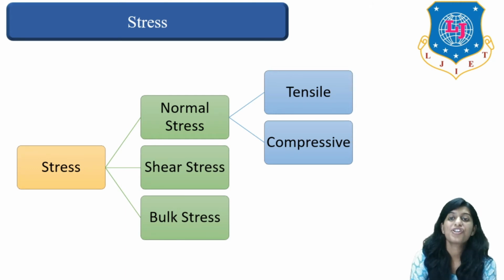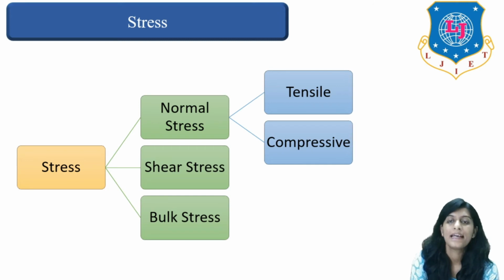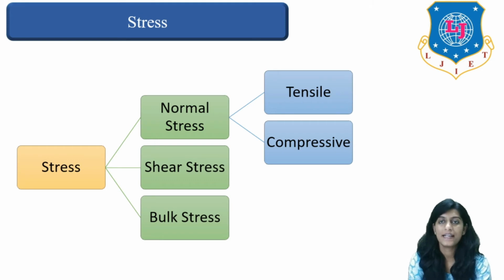Then there is shear stress. So, what is shear stress? When the stress is tangential to the surface due to application of forces, then it is termed shear stress. And when the normal forces change the volume of any body, then it is termed bulk stress, right? So, these are the different types of stress.